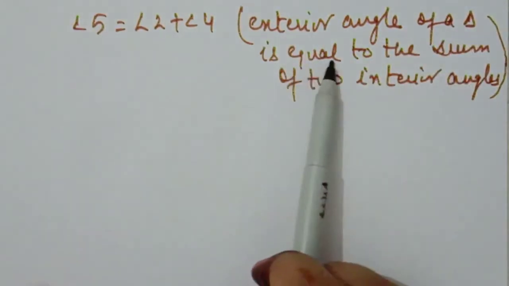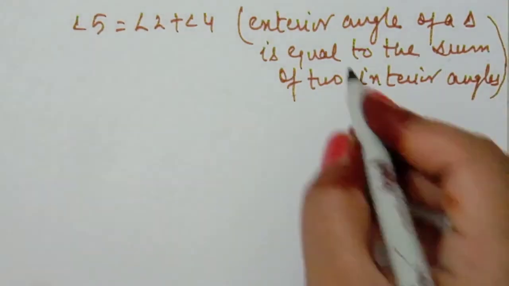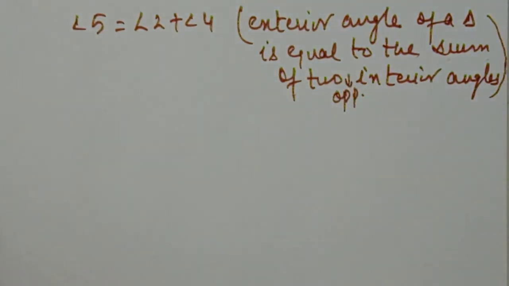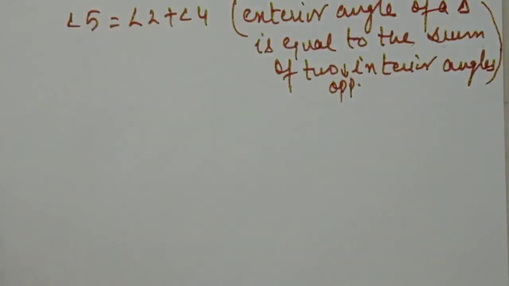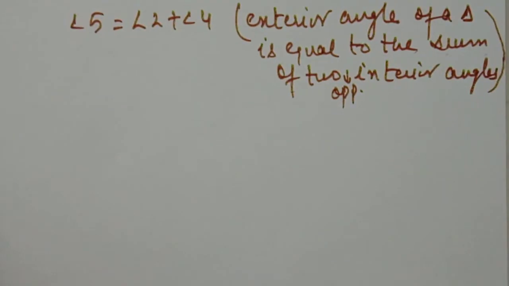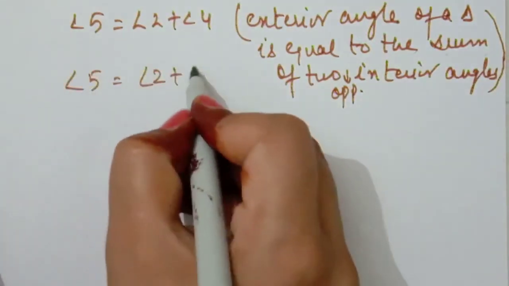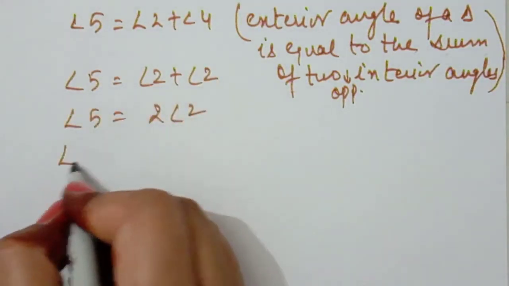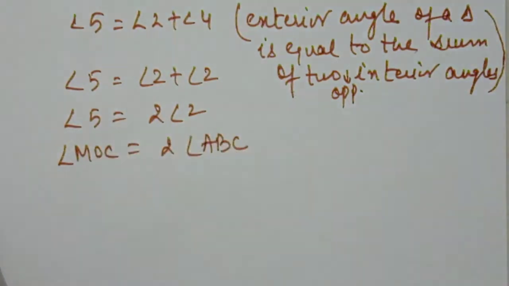Exterior angle of a triangle is equal to the sum of two opposite interior angles. But we know that angle 2 and angle 4 are equal to each other, and we want to prove it in the form of angle 2. So we can put the value: angle 2 plus angle 2, so angle 5 is equal to double of angle 2. Angle 5 is angle MOC and double of angle 2 is angle ABC. This is your question number 5 proved here.